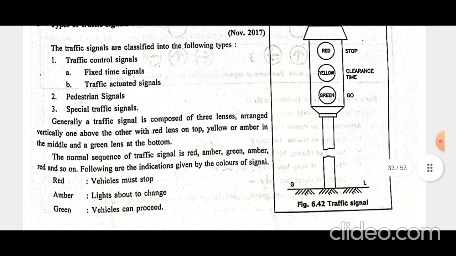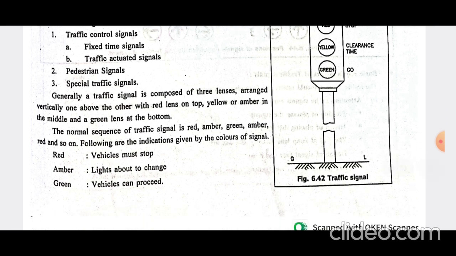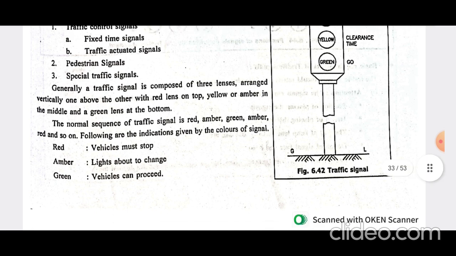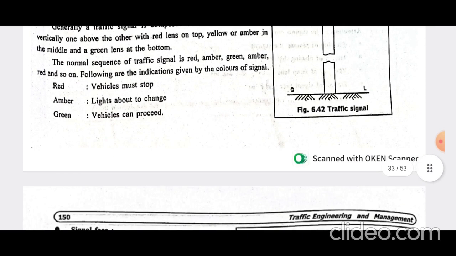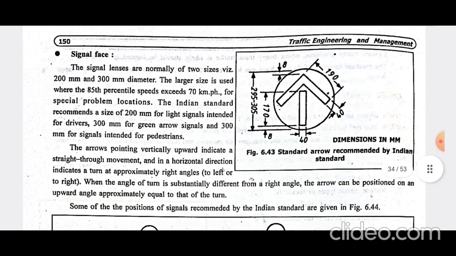So here generally a traffic signal is composed of three lamps arranged vertically one above the other, with three colors. So red light is on the top, yellow is in the center, and the third one is a green light at the bottom. So here the signal color shows the movement of the traffic. Like with a red signal vehicles must stop, amber or yellow signal shows the light is about to change, and the third one is green, green means a vehicle can proceed.